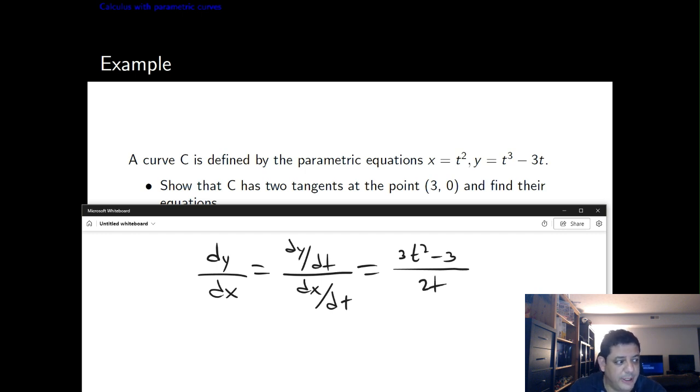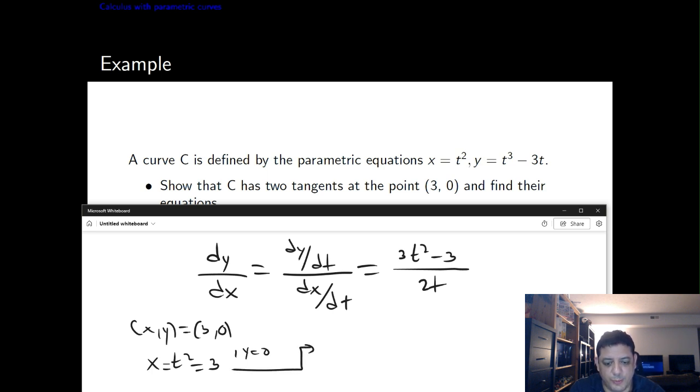Now, if C has two tangents at the point (3, 0), remember that this is x and y, so x is 3 and y is 0. This means that t squared equals 3, because x is t squared, and y equals 0. So from this we have two points that we should care about.